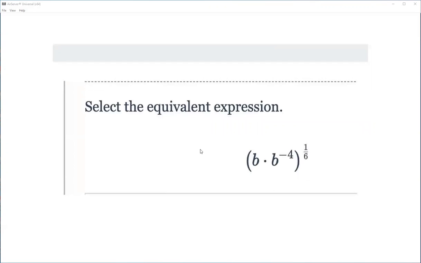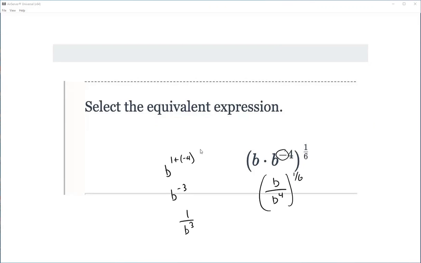This one, right? We have a negative exponent. Remember, a negative exponent doesn't mean that the whole number becomes negative. It just means that it goes to the denominator. So this is b over b to the 4th power, to the 1/6. You could also just do b to the 1 plus -4. You could also do that. This is b to the -3 power. That ends up being 1 over b cubed.